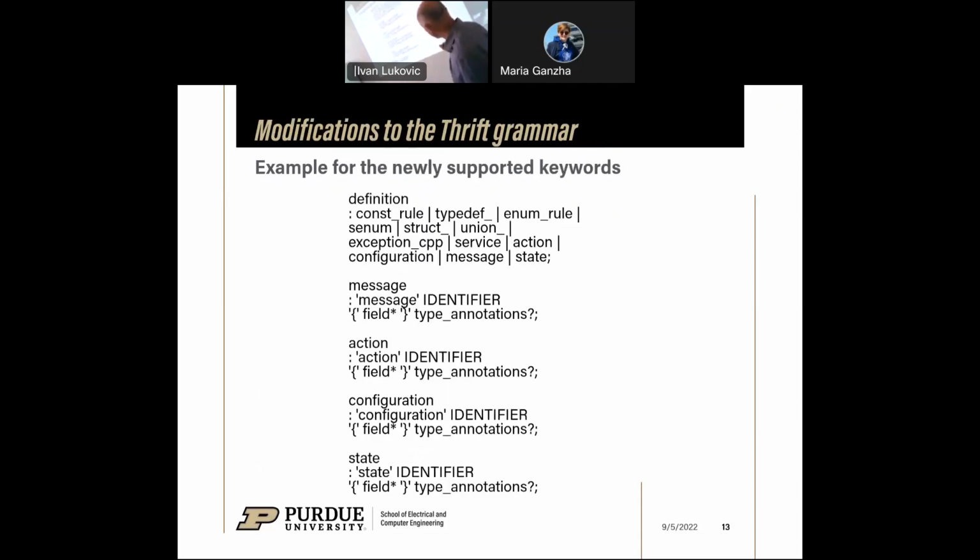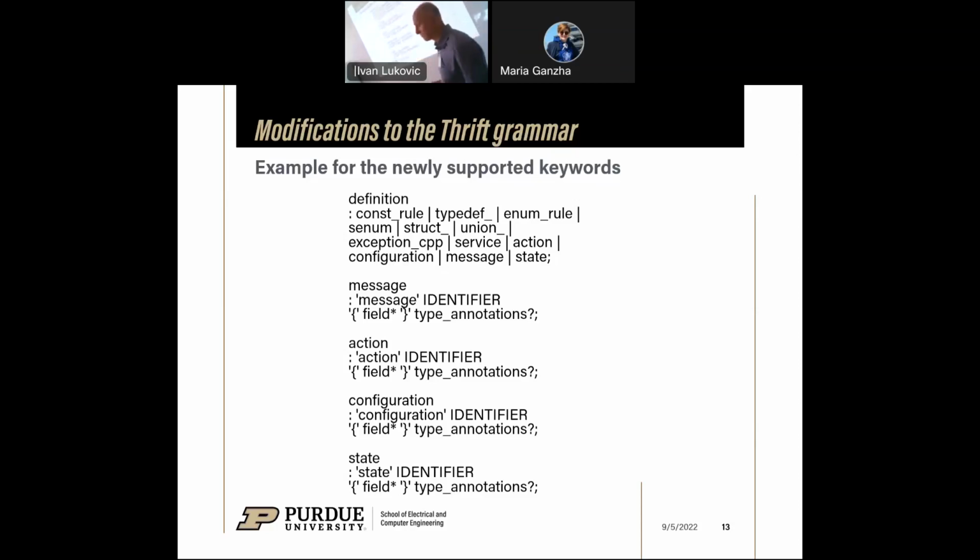So this is the actual grammar. If you're familiar with the BNF type of grammars for ANTLR or for Xtext, these are the things that need to be added to the Thrift grammar so that we can support these new things like messages, actions, configurations, and state. Here you can see service, action, configuration, message, and state were added to the definition clause, which means that we're now supporting it. It's that easy to add more things to the grammar.